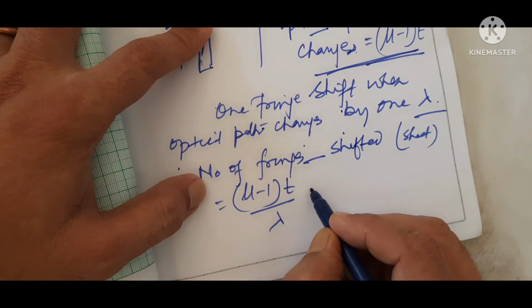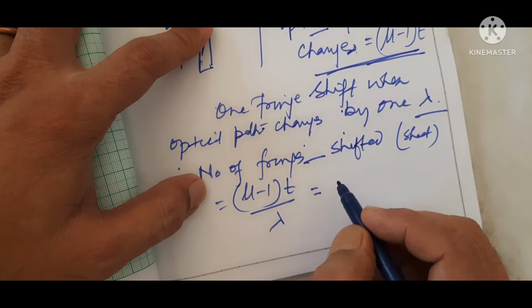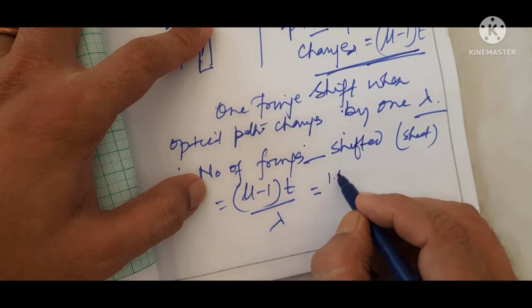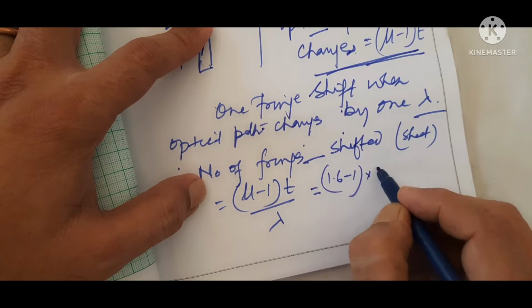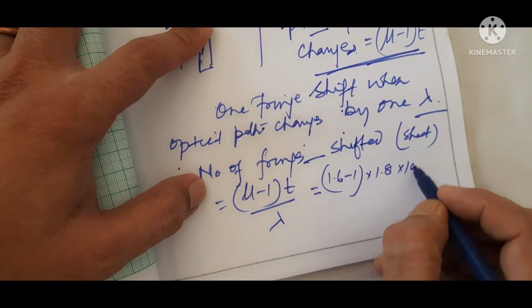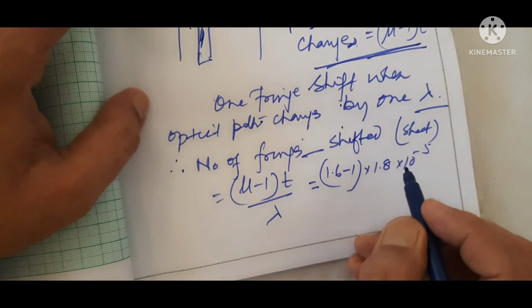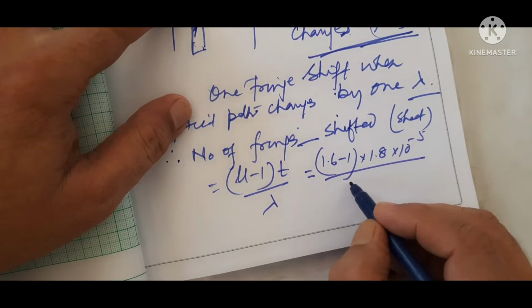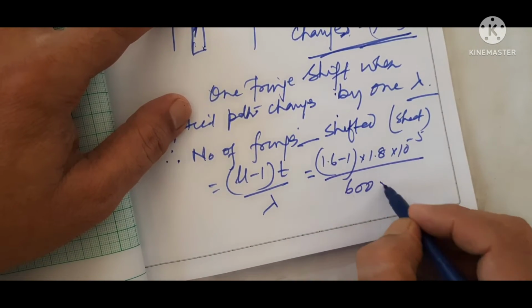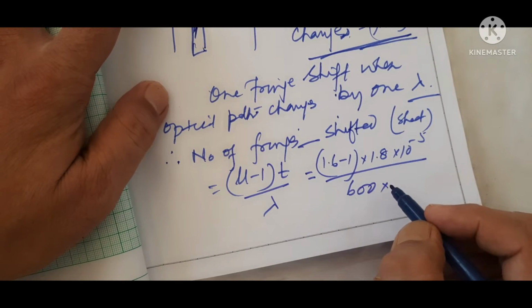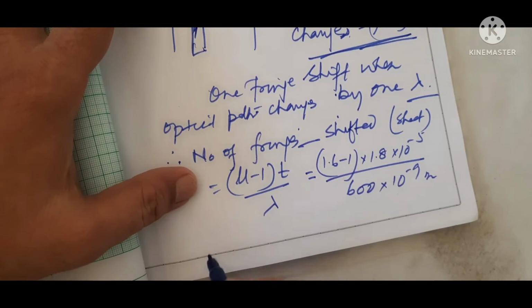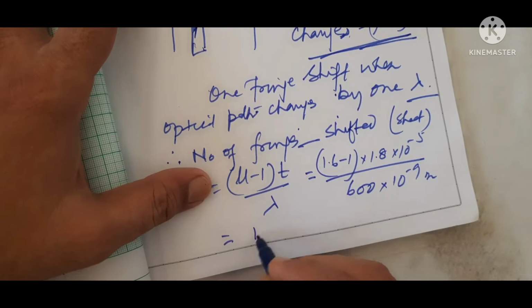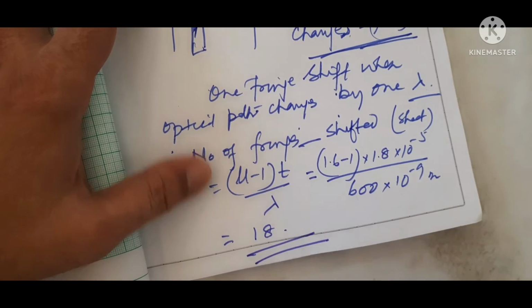So we have to find its value. Put the value and get the answer. Value is 1.6 minus 1 into 1.8 into 10 to the power minus 5. All the things are given, and lambda is 600 nanometer, that is 600 into 10 to the power minus 9 meter. If you calculate, you will get 18. That should be your answer.